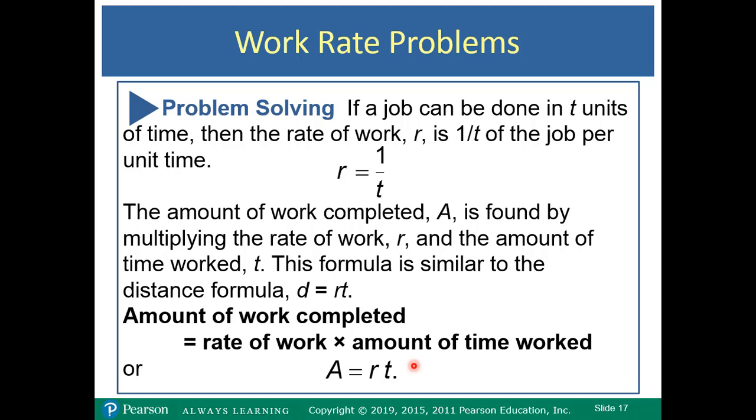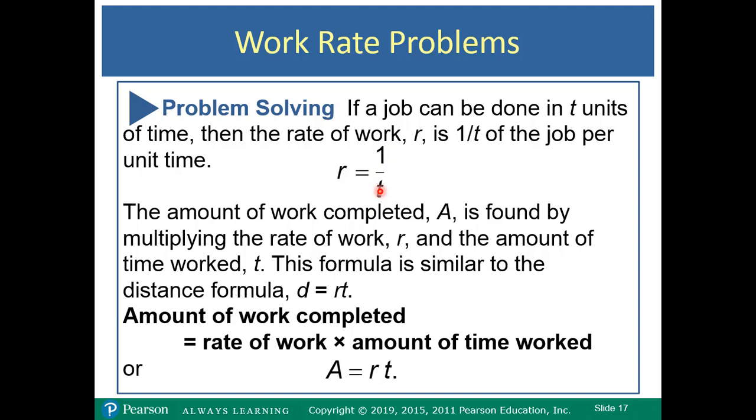Okay, so now work rate problems. If a job can be done in t units of time, then the rate of work, R, is 1 over t of the job per unit time. So the rate of work is going to be 1 over t.